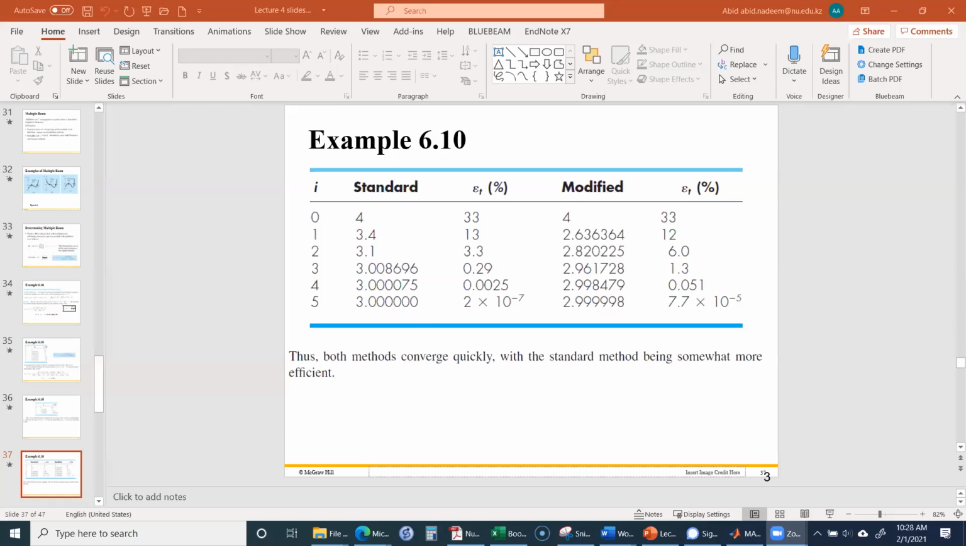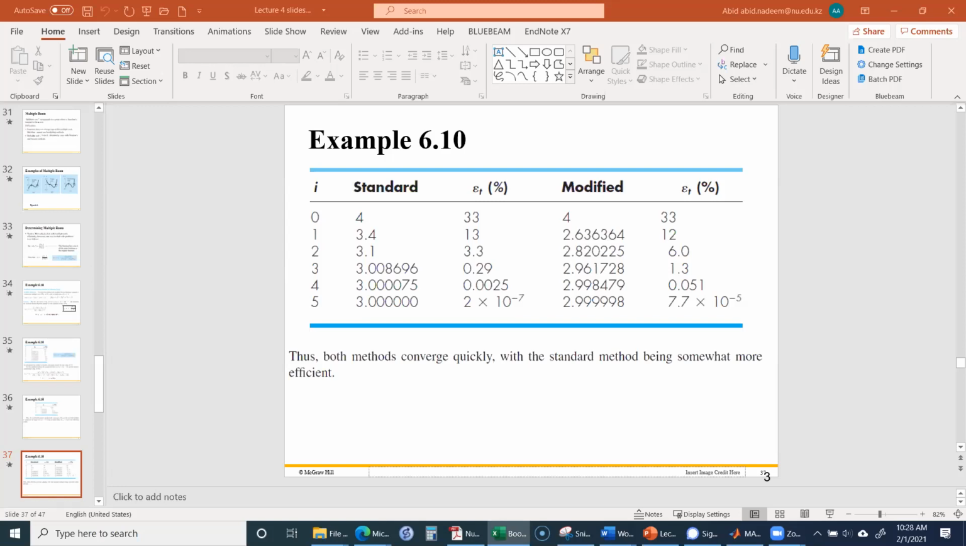If the slope of the curve is flat, then the convergence will be slow. But if the slope is steep, then the convergence will be fast. So both formulas will be effective, yes? Yes, both Newton formulas. Okay.